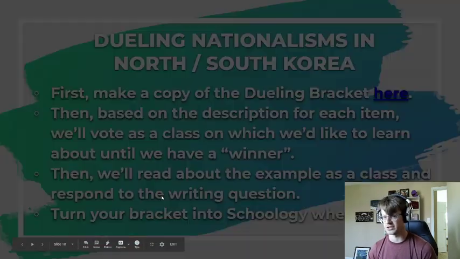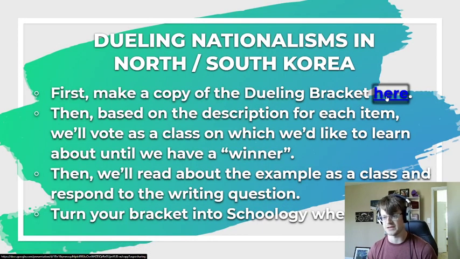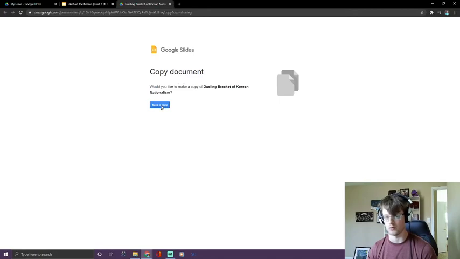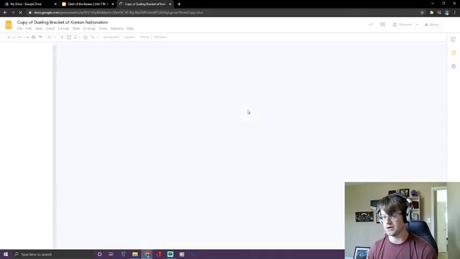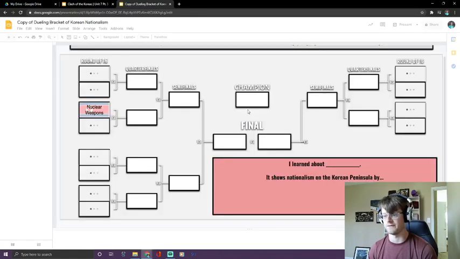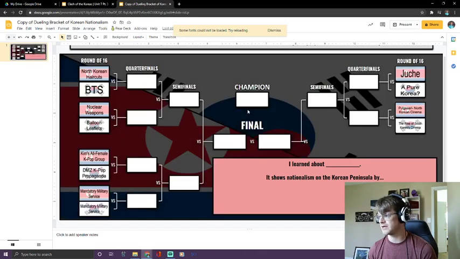But I decided to take a little bit of a different tack, and that is some kind of NCAA style brackets. And we're going to vote on which form of nationalism you would most like to learn about. So as you can see here, we'll do this in class, and we will vote on which one we want to study. I've got a bracket here of different forms of nationalism for both North and South Korea. So you can see we've got different titles for these, and as a class, we will vote on which one we want to study and read about in class.